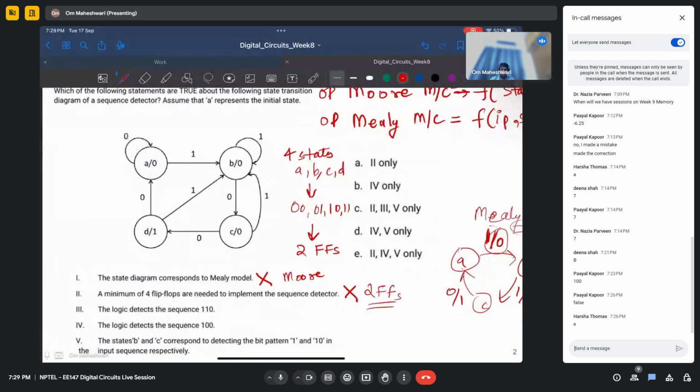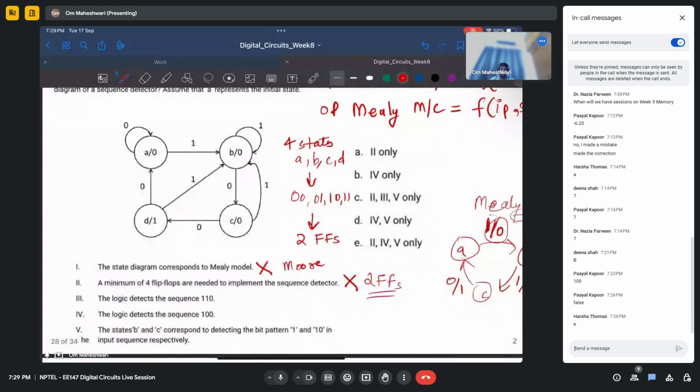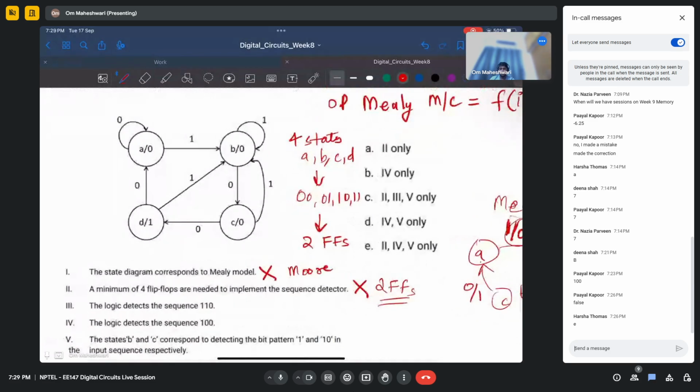Third one, the logic detects 110. So we have to check. To verify this, we have to check where the output becomes 1. So you start with state A, your output is 0. Then you go to state B, your output is 0. Then you go to state C, your output is 0. Then you go to state D, your output is 1. So what is the input condition from going from A to D that you get output as 1?